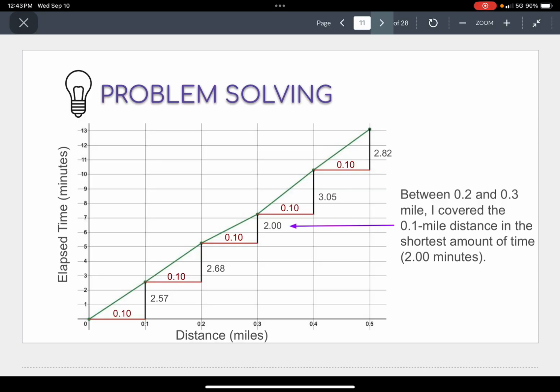That next 1/10 of a mile, between 1/10 and 2/10, took me 2.68 minutes. Between 3/10 and 4/10 of a mile, it only took me 2 minutes to cover that 1/10 of a mile. And because that was the smallest amount of time, or the shortest amount of time, that is when I was hiking the fastest.